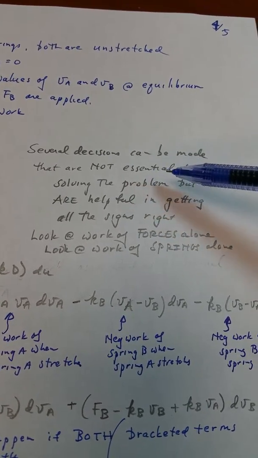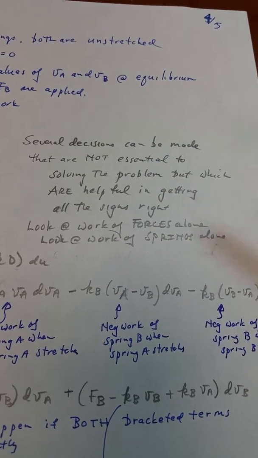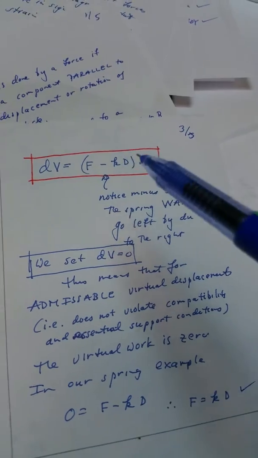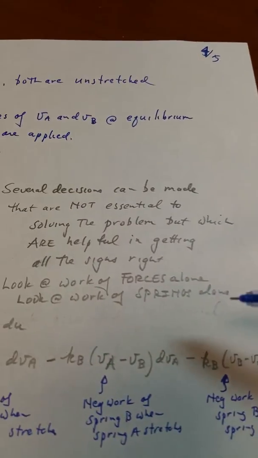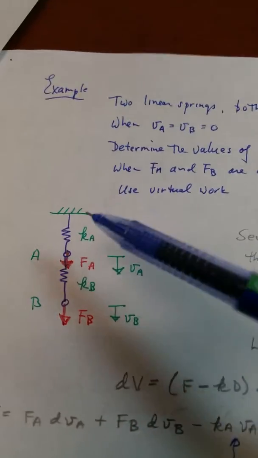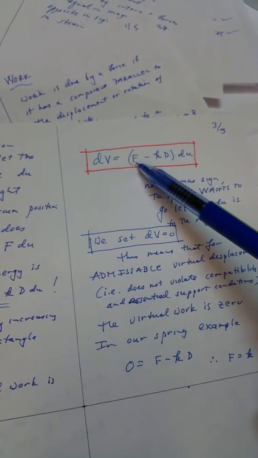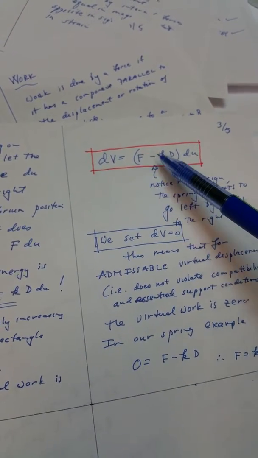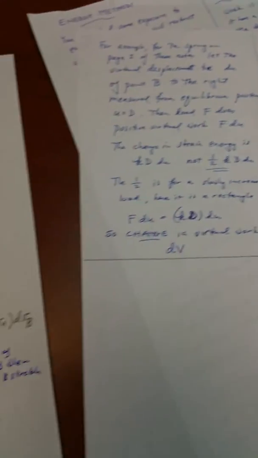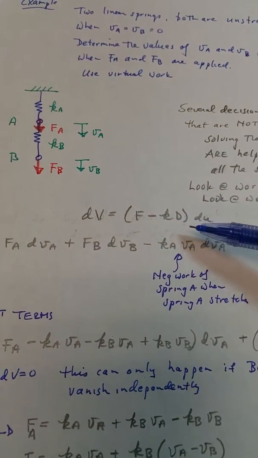None of them are necessary, but they might help you get the signs right. As I said before, the signs are the hardest part. We're going to use this equation here. What I did here is I looked at the work of the forces alone, and then I looked at the work of the springs alone, and I set the work of the forces equal to a positive value and the work of the springs equal to a negative value. And then I applied the red boxed equation here.